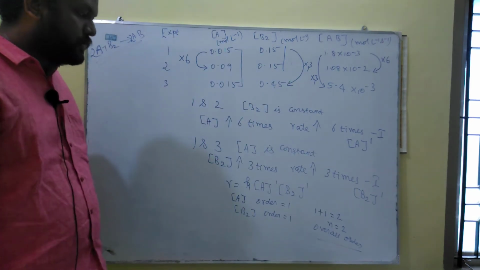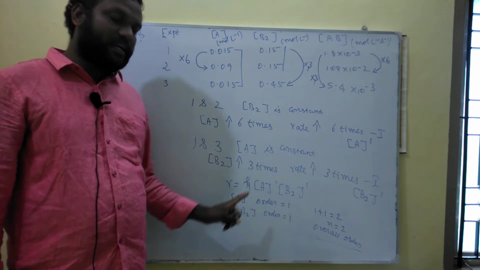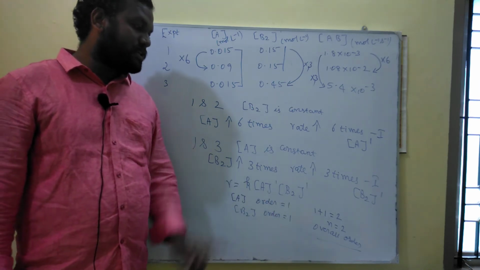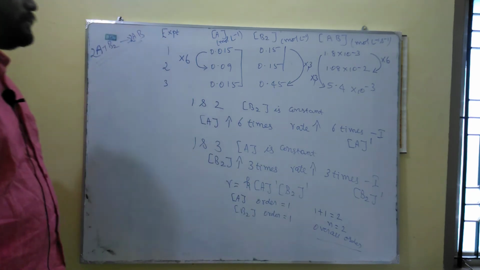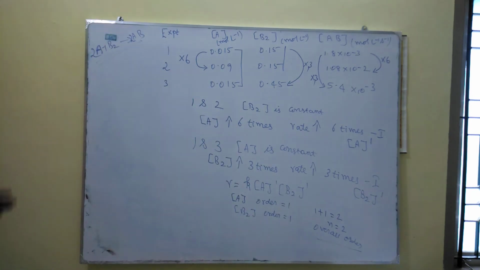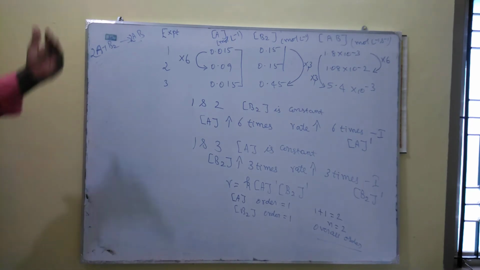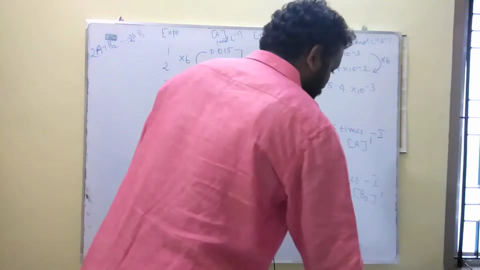Overall order is 2. With respect to A, first order. With respect to B2, first order. Overall order 2, and the rate law expression is R is equal to K into A power 1, B2 power 1. So by this method you can calculate the order of the reaction and the rate law expression for the given experimental data. Like this we have some other problems also, we will discuss. Right, next question.